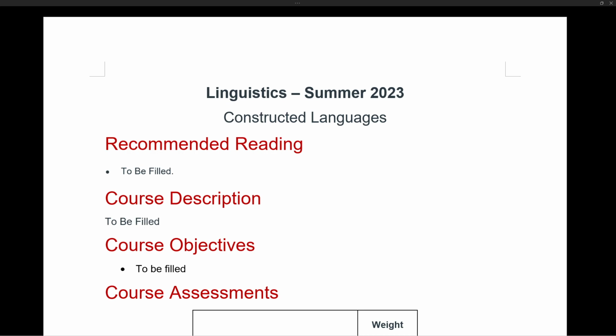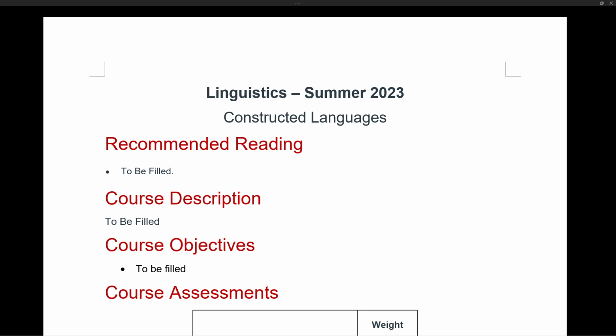So the goal of this course is to teach about constructed languages and compare them to real languages. So constructed languages are these languages made by people. They're used in movies and books. It's very common in Dungeons and Dragons campaigns for people to make their own languages up and to have them build part of the world. So that's what this course is going to be about.